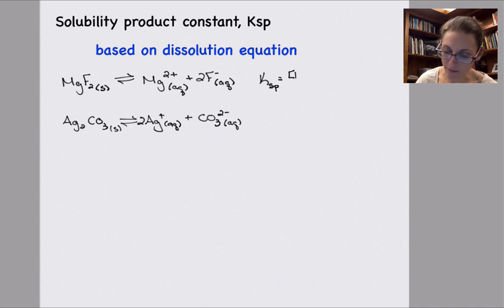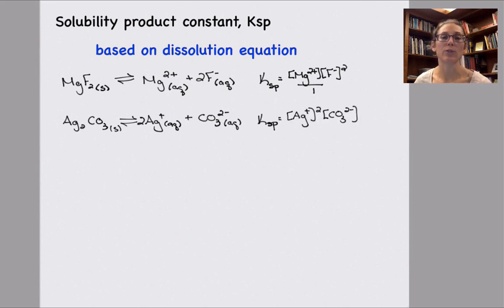So that means I'm going to have magnesium ions. You have to put the charges. Fluoride ions squared over 1. Because remember, solids don't appear. And for the silver carbonate, its Ksp expression is going to be the concentration of the silver ions squared, and then the carbonate ions.